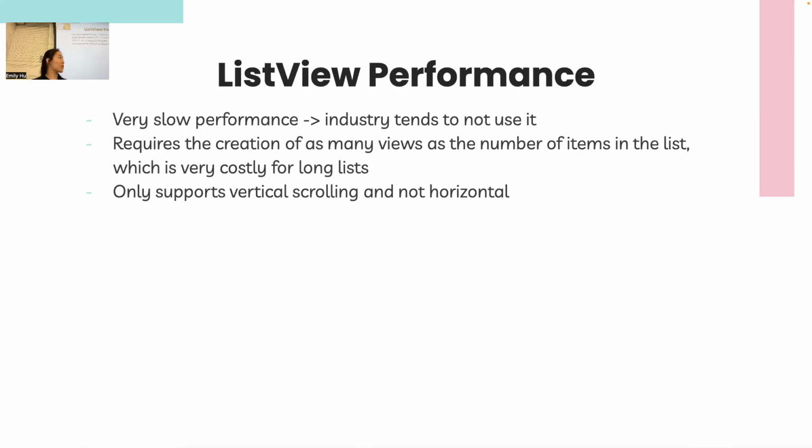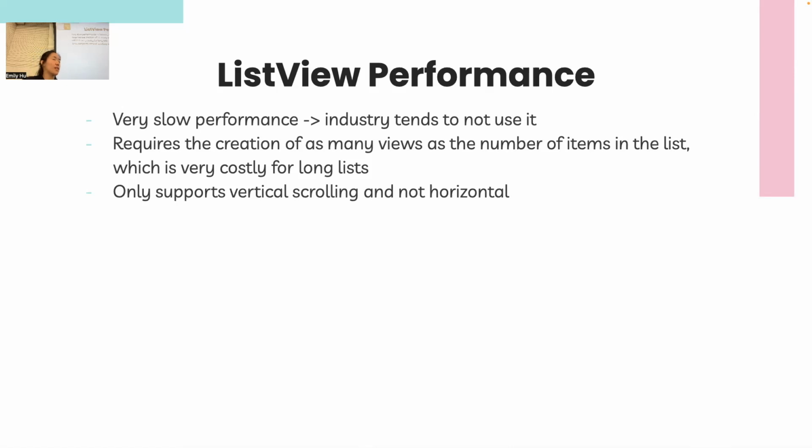And basically, the reason why we don't use list view as often as before is because it's very slow. And essentially, it requires you to create a new view for every single item in your list. So if you have a list of 100 items, you're going to have to create 100 views. And that's very inefficient because when you're actually scrolling, you're not going to see all 100 views at the same time, right? You might only see 4 of them. So for you to create 100 initially, then there's going to be a lot of lag. And it's very costly for long lists.